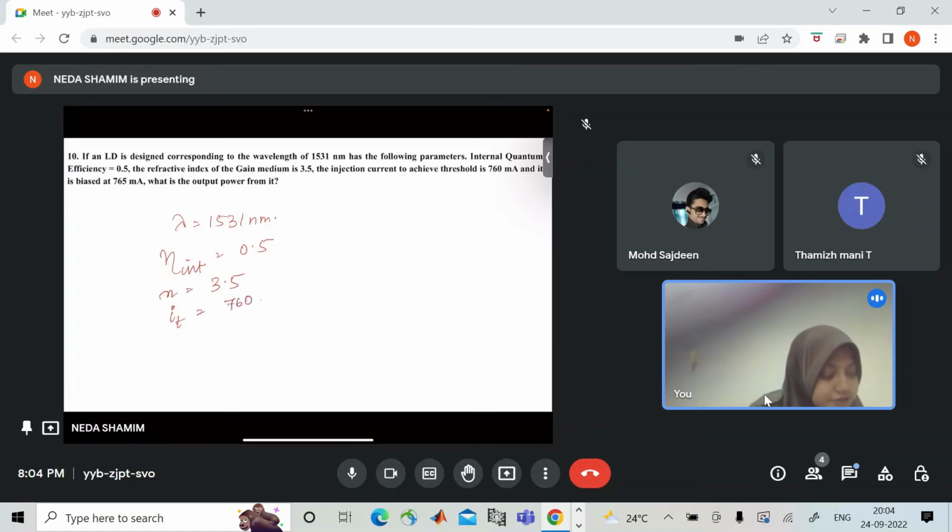Injection current, which is helping us to achieve threshold, the threshold at which my lasing will start, and it is biased at a current. The biasing current is in milliamperes. What will be the output power? Do you know the formula for output power?